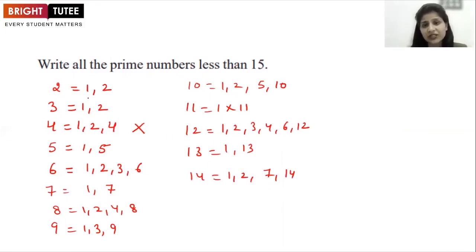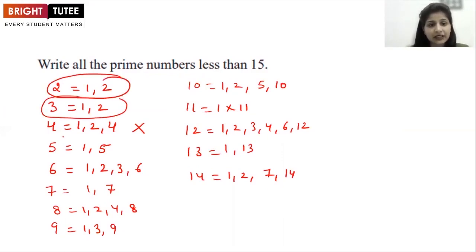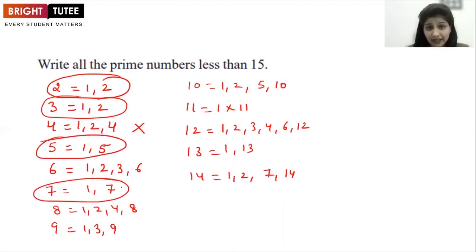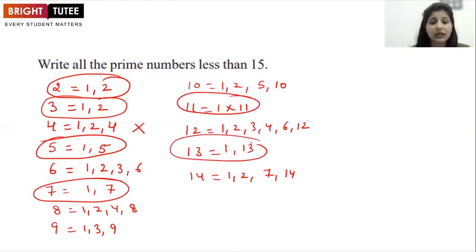So we have to just figure out those numbers which have 1 and the number itself as the factors. So this is there, then this is there, 5 is there, 7 is there, 9 has 3, so it is not a prime number, 11 is a prime number, 13. So the numbers that I have encircled are the prime numbers 2, 3, 5, 7, 11 and 13. You don't have to check 15 because the question is about numbers less than 15, right?